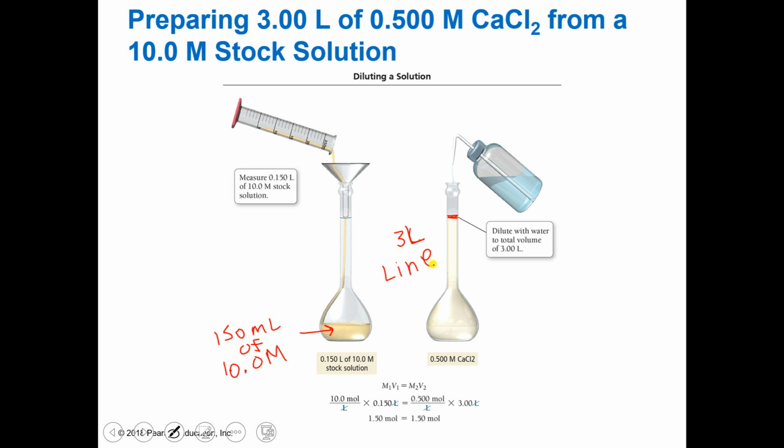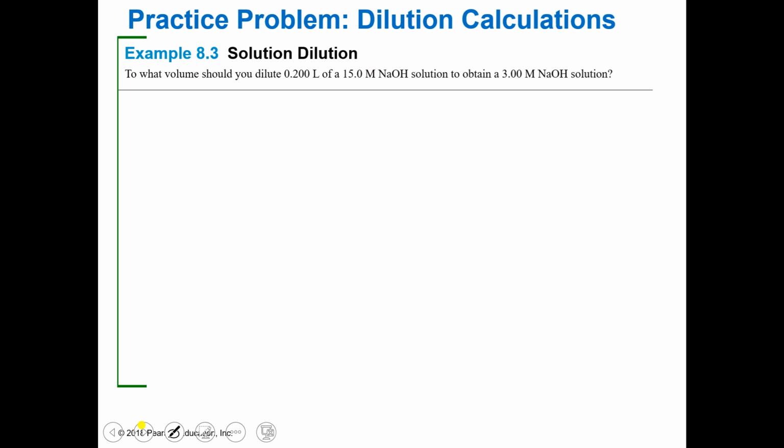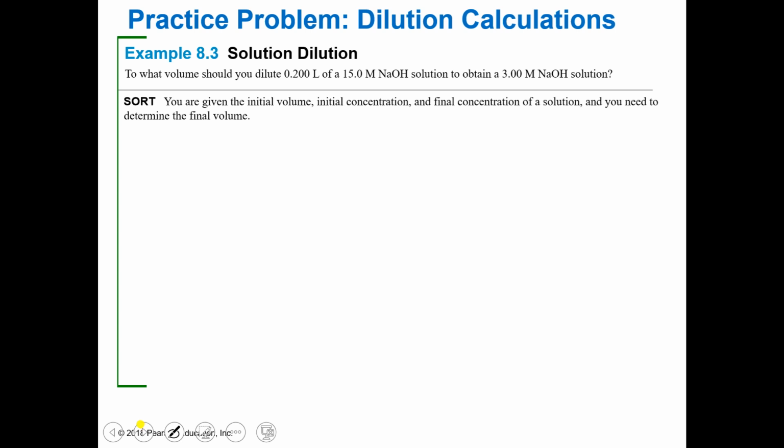Okay, so then it would be all mixed together and it would dilute this highly concentrated amount. So, to what volume should you dilute 0.200 liters of a 15 molar sodium hydroxide solution to obtain 3 molar sodium hydroxide solution? Well, we know our initial volume and our initial molarity, and we know the molarity we want. What we don't know is the volume of that.